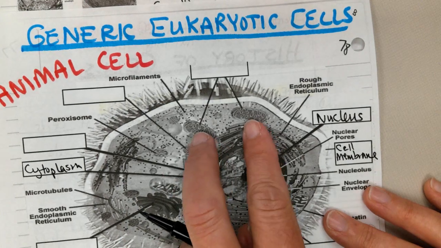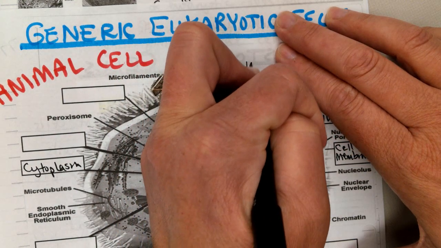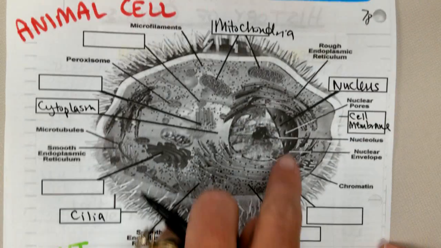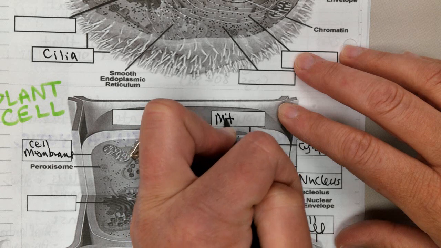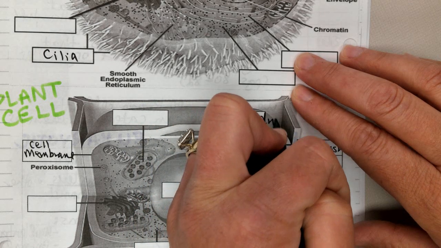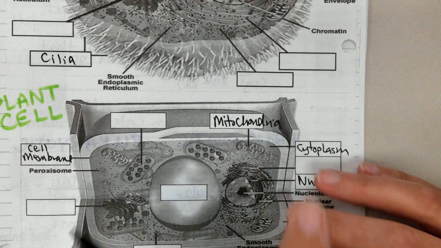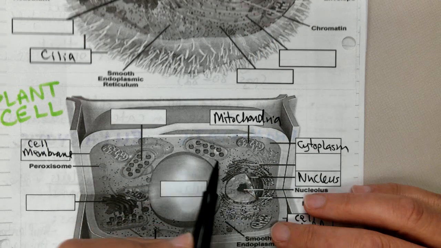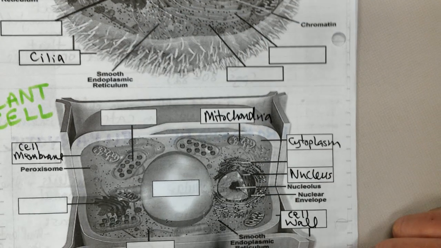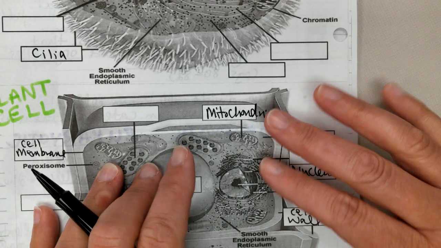So if we look at our animal cell, we can see mitochondria right here, because animal cells need to make energy. If we look at our plant cell, we can see mitochondria right here. Mitochondrion, we see one. Mitochondria is plural. Just know that those words are funky when they get plural. But we can see mitochondria toward the outside rim of the plant cell.